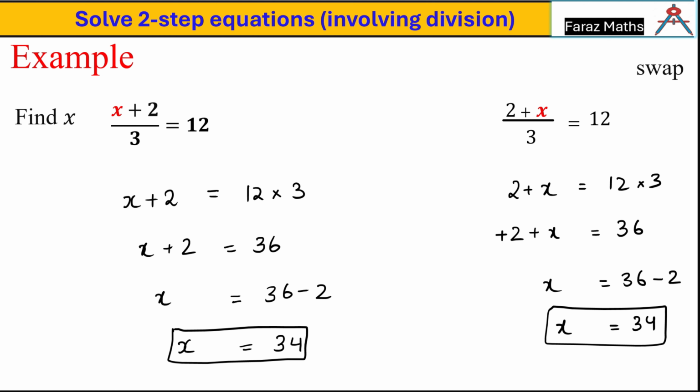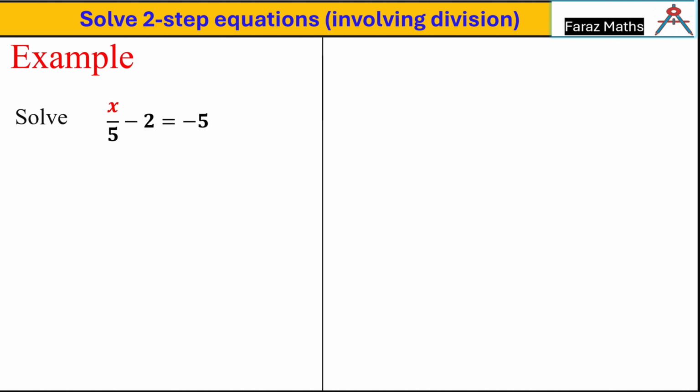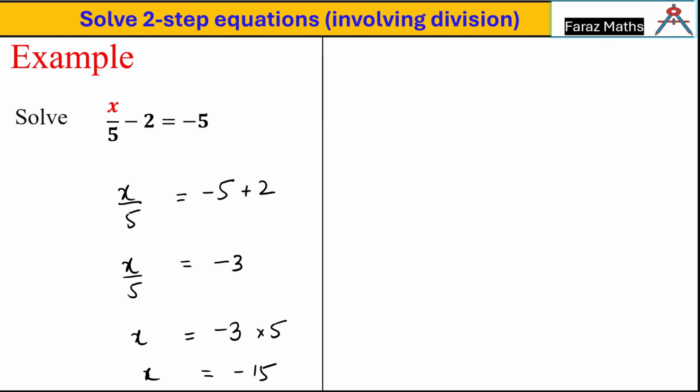Okay, coming to the next. Solve x over 5 minus 2 equal negative 5. Here we do not have a single fraction. We don't have x minus 2 over 5. That's a different thing. To do this question, you first have to move negative 2 to the other side. You cannot move 5 to the other side. We have to move negative 2 to the other side and it will become plus 2. And then x over 5 equals minus 5 plus 2, which is minus 3. Then 5 is in division with x, so it will multiply on the right side. So we have x is equal to minus 15.